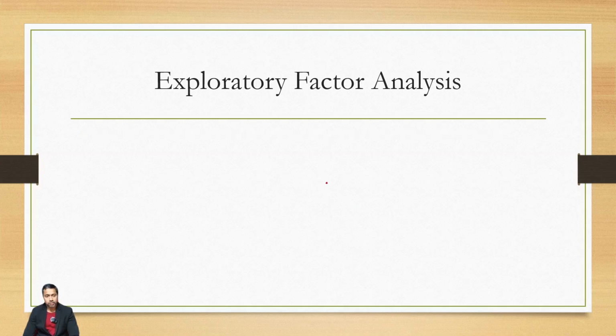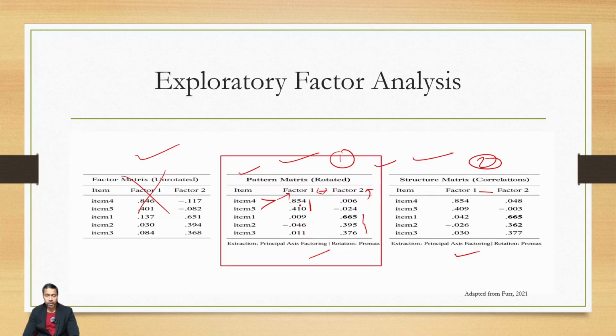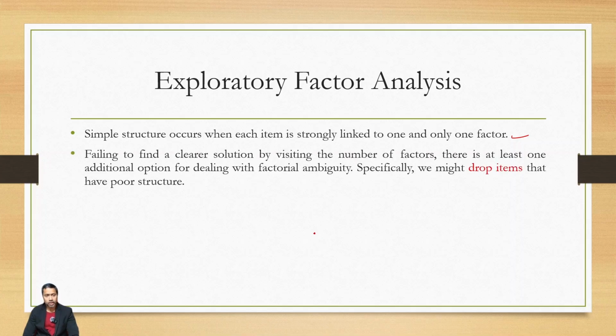Within this, simple structure occurs when each item is strongly linked to only one factor. In the previous slide, I showed you that the linkages are fairly strong, but you see that item 2 has 0.04, which is minor. The ideal scenario would be exactly 0, but these are still very close to 0, so that's not an issue. A very simple structure occurs when each item is strongly linked to one and only one factor. And if you fail to find a clear solution by revisiting the number of factors, there is at least one additional step that can be done.